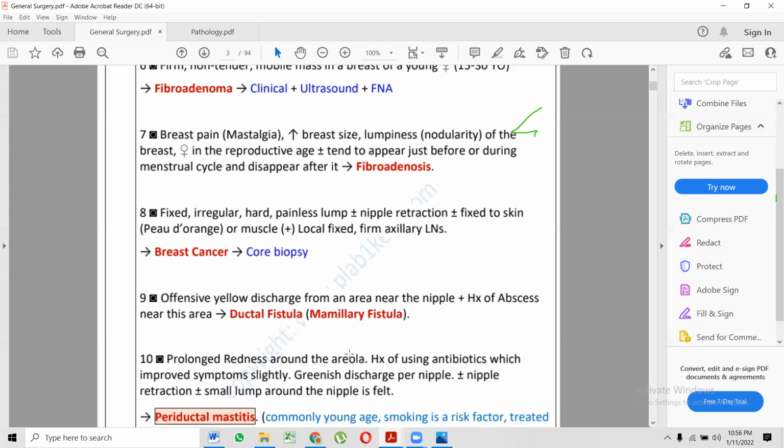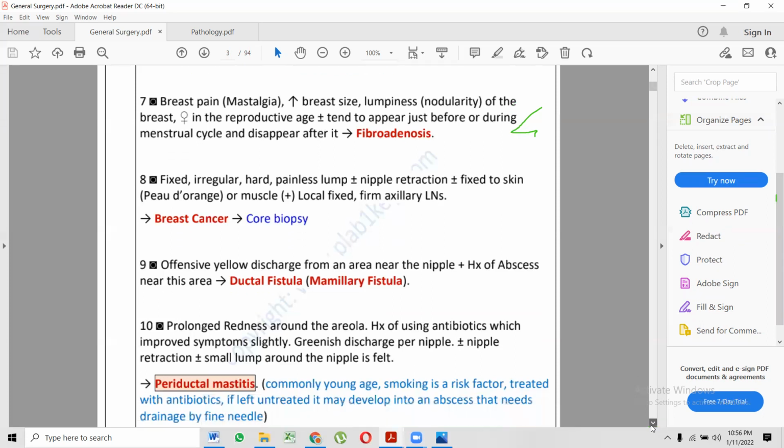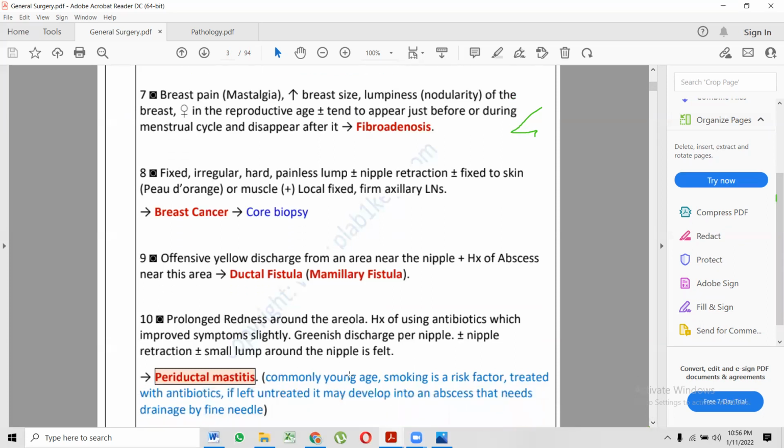So prolonged redness around the areola, with a history of using antibiotics for the same condition, for the redness, which improved the symptoms slightly, and also greenish discharge per nipple, then it is most likely periductal mastitis. Remember that periductal mastitis is common in young females and also in lactating women.